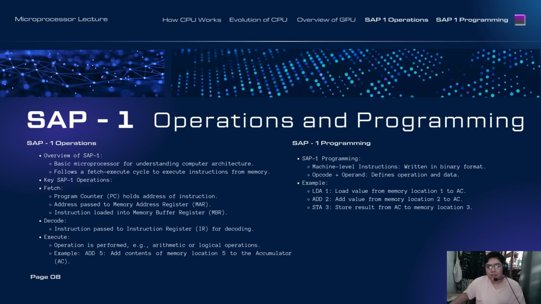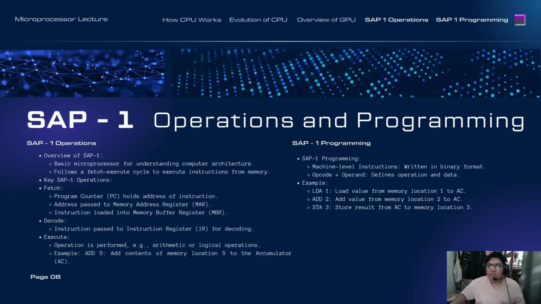Now, moving on to the programming part of the SAP1. SAP1 programming involves writing machine level instructions in binary format that the SAP1 microprocessor can understand and execute.